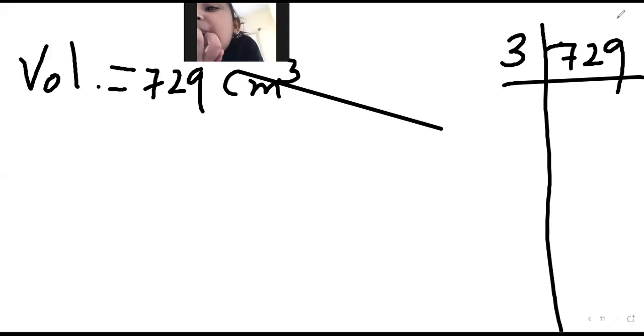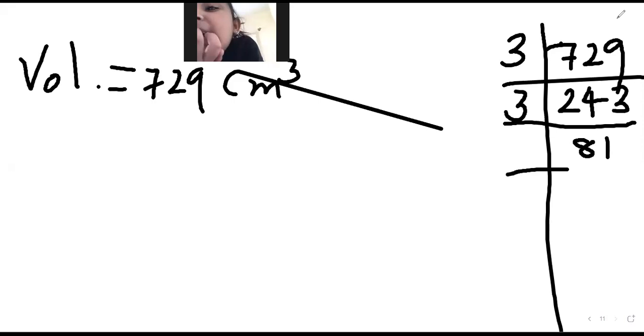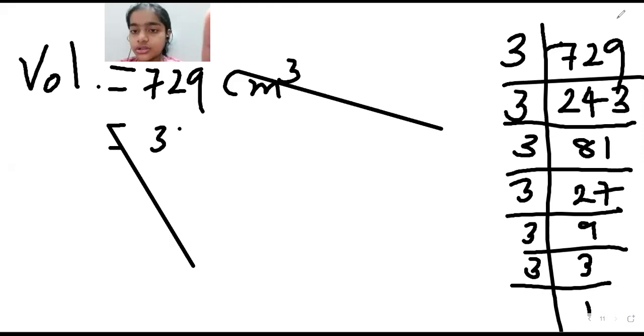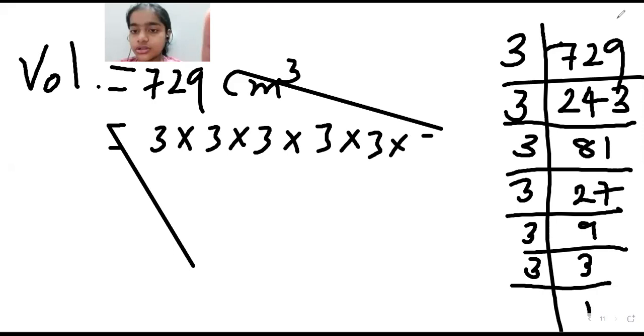So 3. Okay, so 3 2s are 6, 3 4s are 12, and 3 3s are 9. 243. You will have to do the division. Now is this divisible by 3? Yes. So 3 8s are 24, 3 1s are 3, 27, 3 9, 3 3 1. Okay, so what do we have? 3 into 3 into 3 into 3 into 3 into 3.